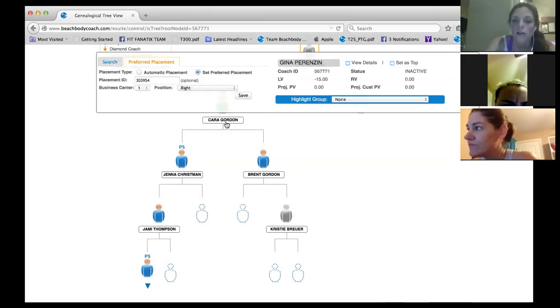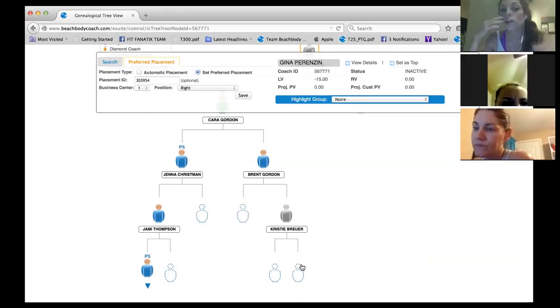So Christy, it's under your husband on the right side because there's either a left leg or a right leg. So basically when you place a coach, your next coach is basically going to go over Christy. In order to place a coach under your husband, you have to actually log into his account and sign the coach through his account with his coach ID. So when they're going through the coach app, they have to choose his coach ID versus your coach ID.